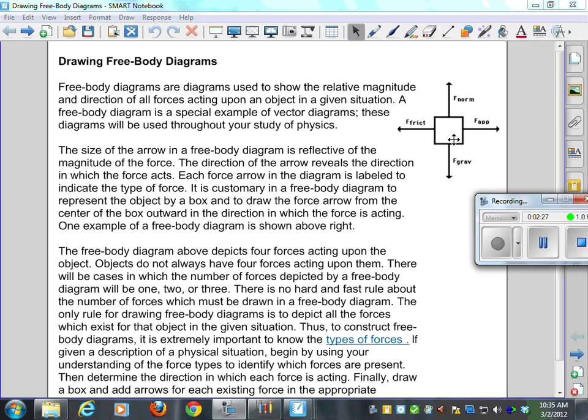Thus, to construct free body diagrams, it's extremely important to know the various types of forces. If given a description of a physical situation, begin by using your understanding of the force types to identify which forces are present. Then determine the direction in which each force is acting. Finally, draw a box and add arrows for each existing force in the appropriate direction. Label each force arrow according to its type. If necessary, refer to the net force help sheet, which you probably saw last year, for descriptions of the various force types and their appropriate symbols.